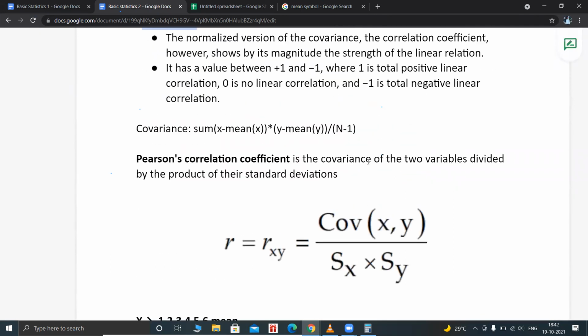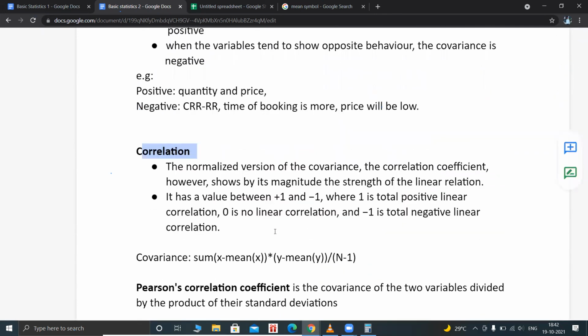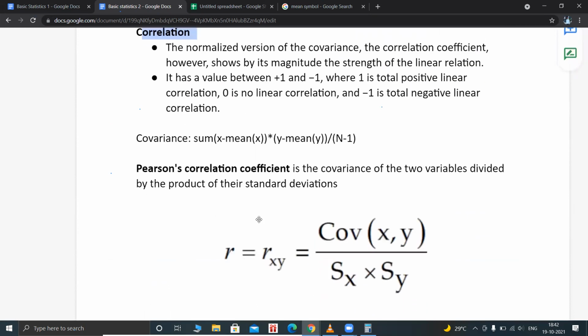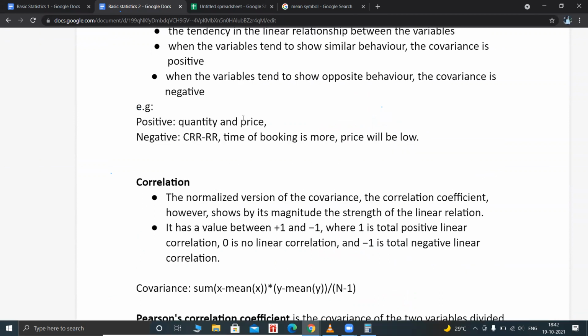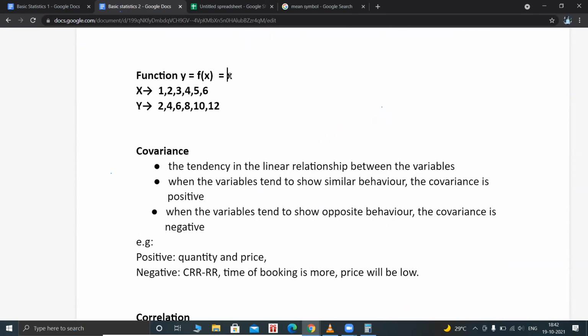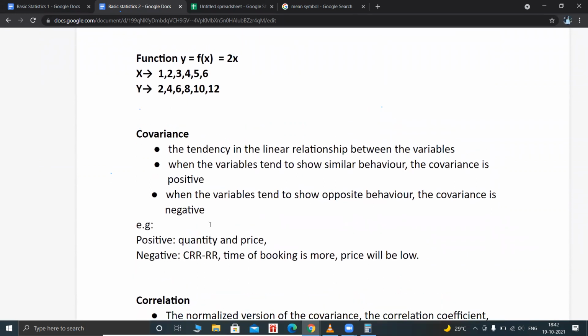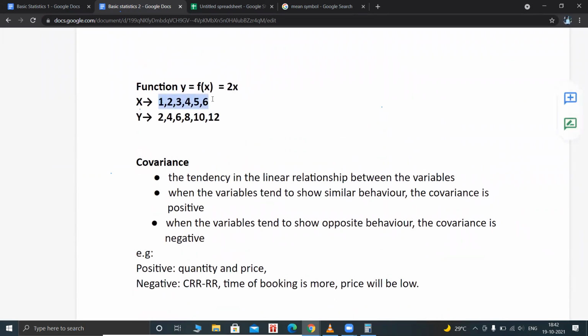So, are these values clear, guys? Let me know. For x we have 1, 2, 3, and with the help of this particular function, 2x, I got these values, right? So now find the mean for it. Find out the mean for x and the mean for y. Quickly, guys.